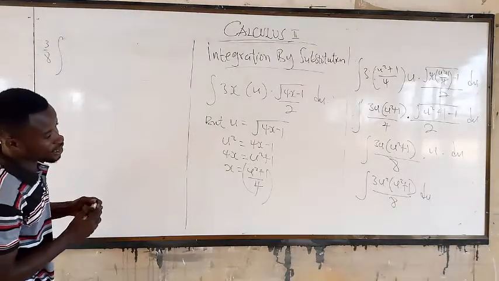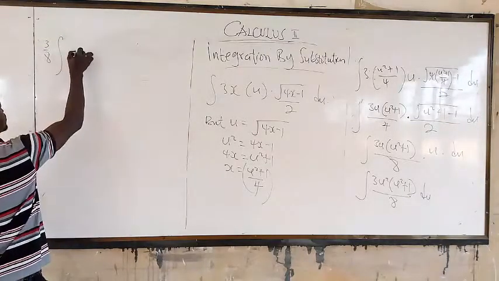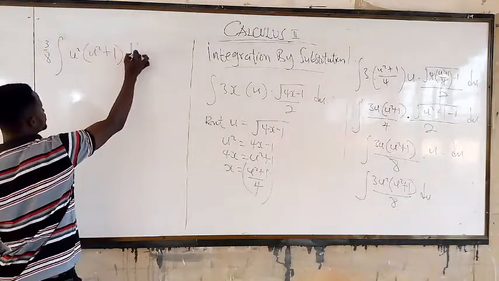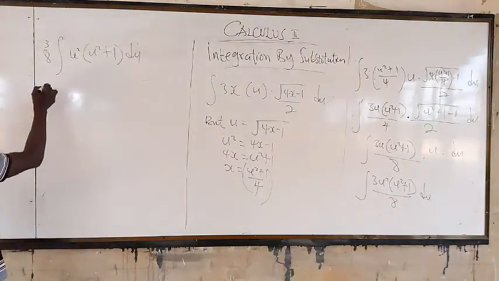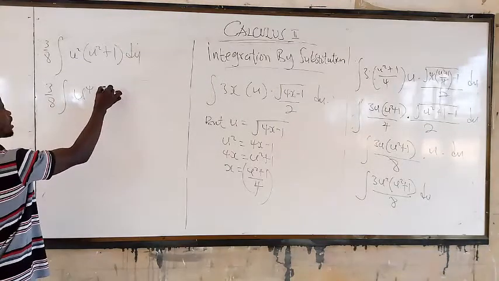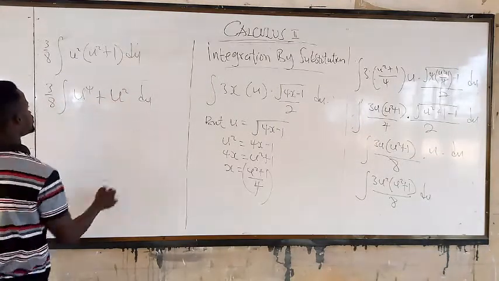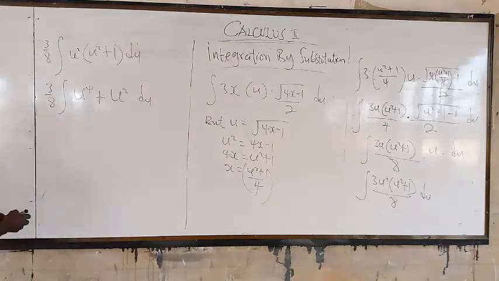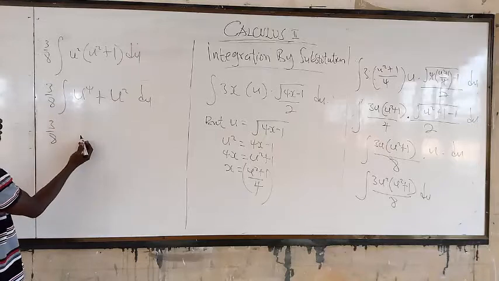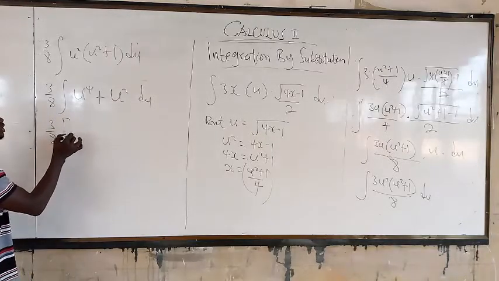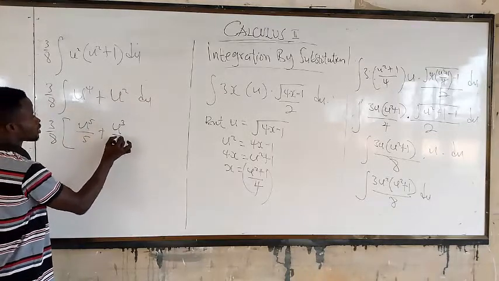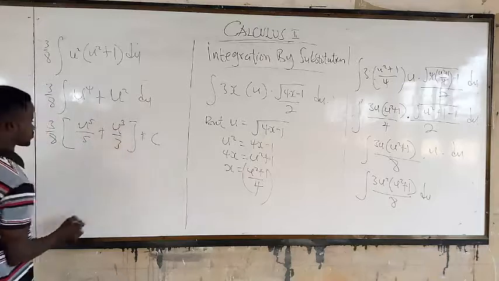Alright, so the constant there is 3 over 8. And we have integral of u squared plus 1 du. So here 3 over 8 integral of u to the power 4 plus u squared du. Okay, so here we are going to get 3 over 8. Now take the integration: u to the power 5 over 5 plus u to the power 3 over 3 plus c.